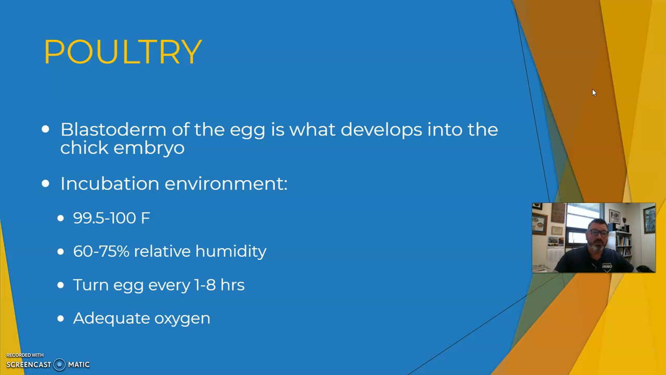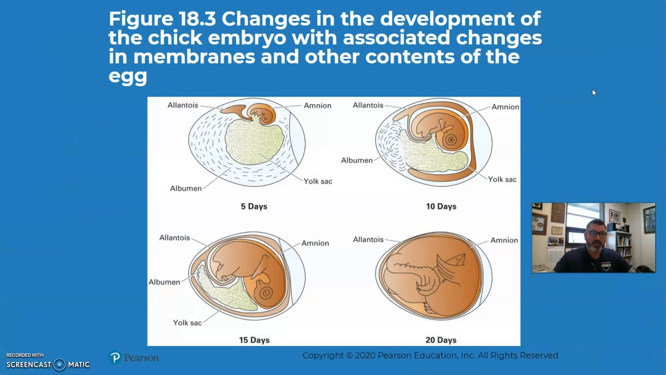When you talk poultry, of course, then a little bit different species. The blastoderm of the egg is really what develops into the chick embryo. You can kind of see that little eye that will develop there. And that incubation environment should be pretty closely contained right around 100 degrees, with about a 60 to 75% relative humidity being the key. And a good incubator turns the egg about every 8 hours, somewhere between 1 and 8 hours. And there should be adequate level of oxygen. Don't forget that that eggshell needs to breathe a little bit. Again, a slide here that just kind of walks you through what that development phase may in fact look like.